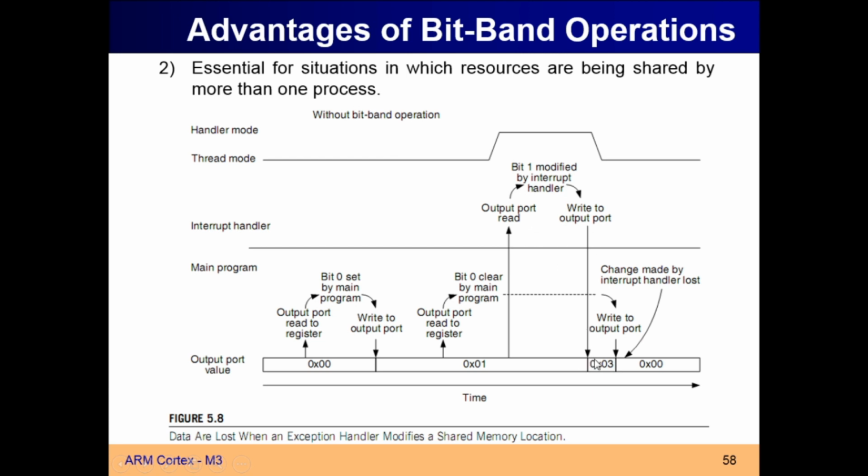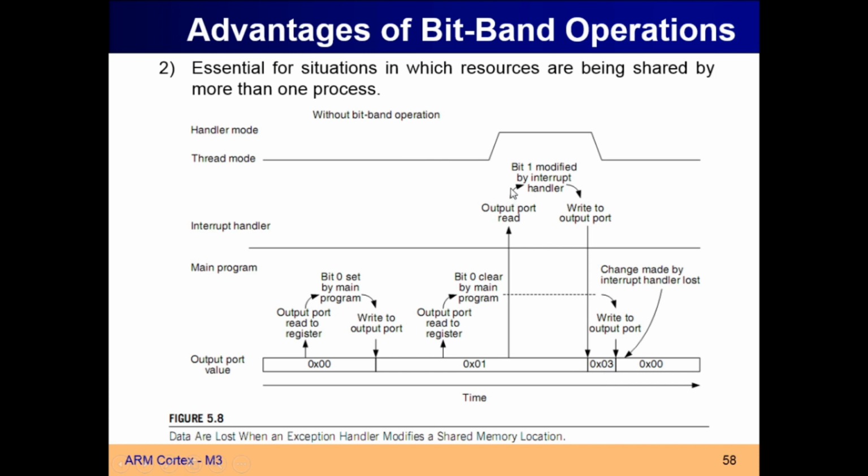But once the interrupt is over, the remaining portion of the main program, that is writing the value back to the output port, was executed. What is the value written? The 0th bit of 0x01 was cleared. So the value that is to be written will be 0x00, right? So once the interrupt is over, the main program resumed and 0x00 was written onto the port. So what was the problem here? Whatever change that was made by the interrupt handler was lost.